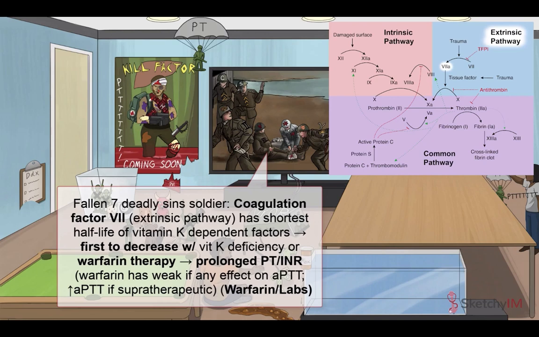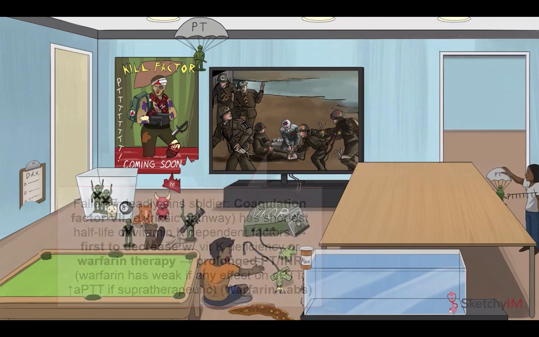Eventually, that is. As we illustrated earlier, factor 7 has the shorter half life, so the extrinsic pathway is affected first, resulting in a prolonged PT. Full anticoagulation takes about 3 days as the rest of the factors are cleared from the circulation. The International Normalized Ratio, or INR, is calculated based on the PT. Its most common use is for the determination of treatment efficacy in patients taking warfarin. In general, warfarin has a weak, if any, effect on APTT, though supratherapeutic levels of warfarin may increase APTT.